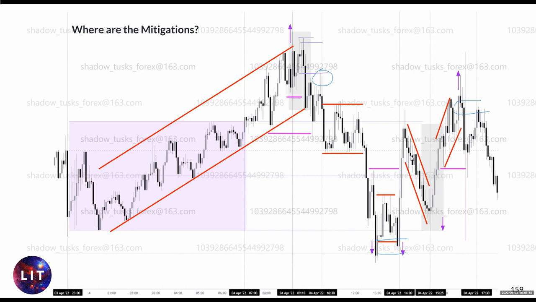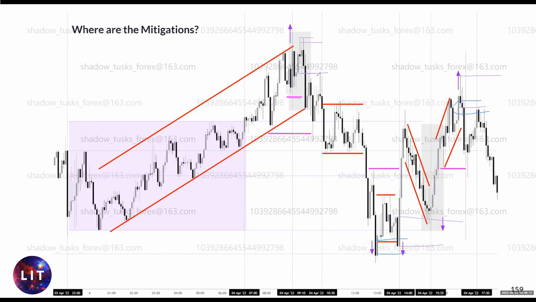Say it again, this one? Easier. This right here would be a hard mitigation for me, just because technically it's already been mitigated with this last candle here. That wick has already mitigated it. So unless you're on a lower time frame, it'd be very difficult for me to see that.